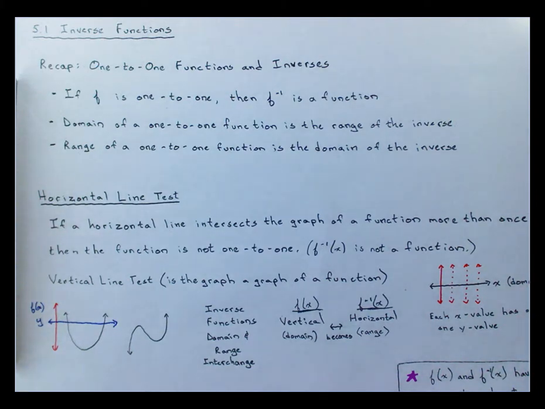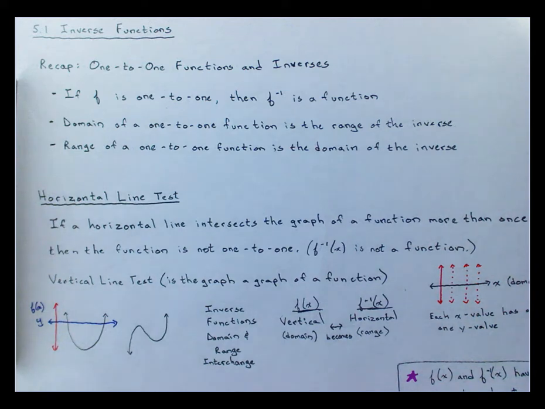I can also use a test graphically, the horizontal line test. This is very similar to the vertical line test. What it says is simply, if a horizontal line intersects the graph of a function more than once, then the function is not one-to-one, meaning that the inverse equation is not a function. So if I take the original function and do a horizontal line test on it, and it intersects that function in more than one place, then the inverse is not a function. That original function is not one-to-one, meaning that, again, the inverse is not a function.